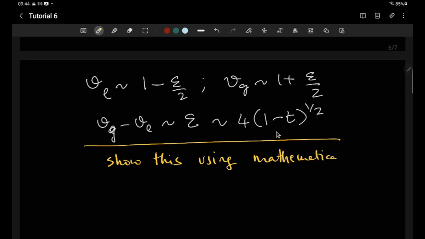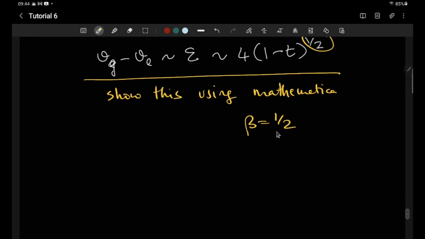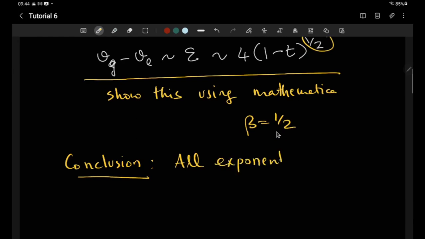Okay. We need to do this. So there will be lots of cancellations happening, and then this will tell you that beta is equal to half. Okay. So that's the thing. So the conclusion is that all exponents are the same as the mean field solution.